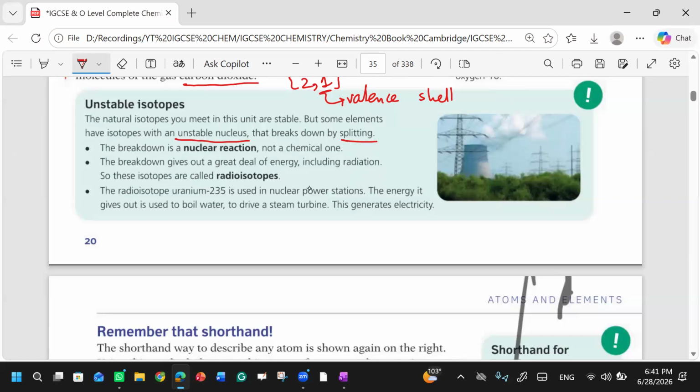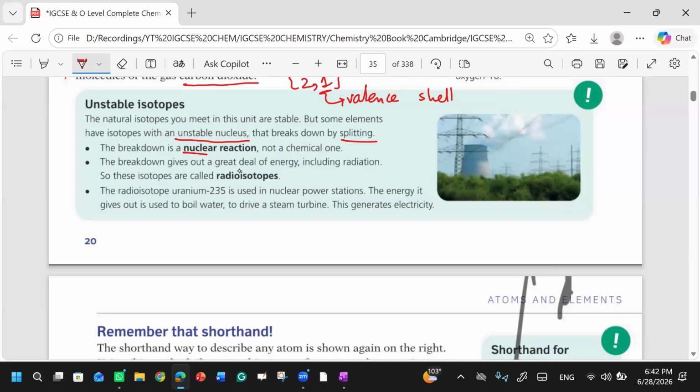Actually, the nucleus will split. So this is why it is known as a nuclear reaction. It will not be called a chemical reaction. Why? Because electrons are not involved. I told you we will only discuss chemistry based on the electronic configuration, based on the electrons, how the electrons are making bonds. Clear? So over here, the breakdown is a nuclear reaction, not a chemical one.